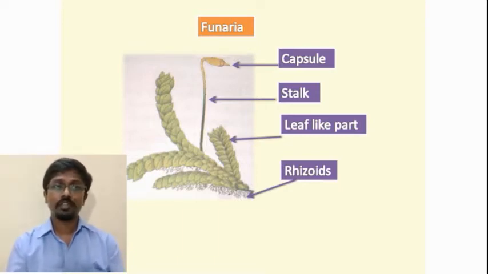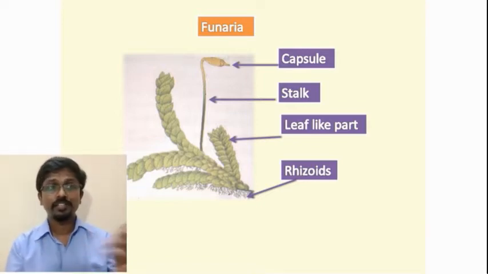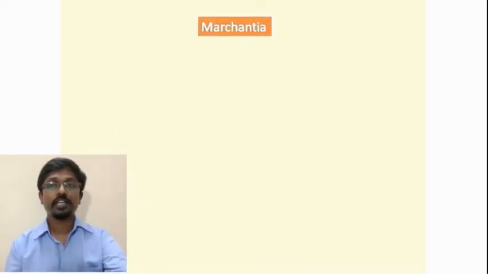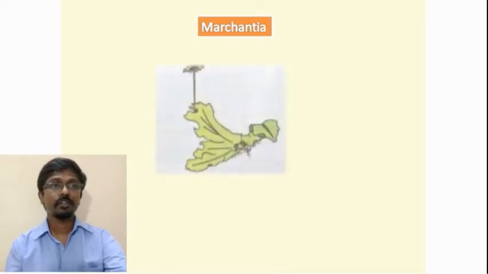Now, the first one, that is thallophytes, were flat, and see, now we can see the plants are developing a little. Evolution is taking place. Let's see the second example, Marchantia. This also is a little different, and let's see what are the parts.